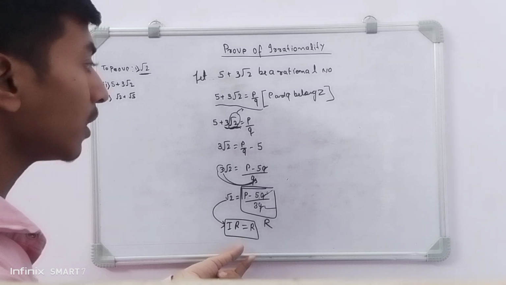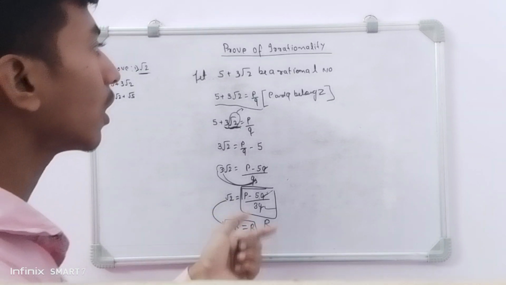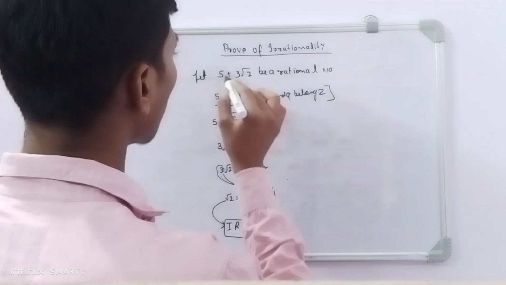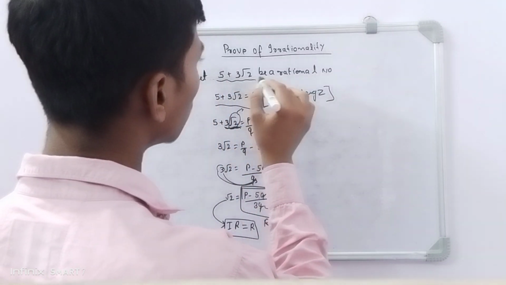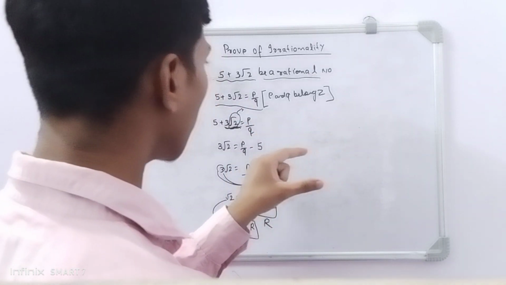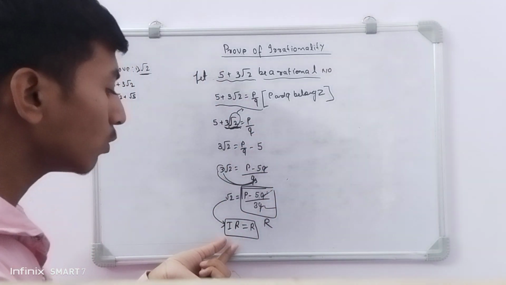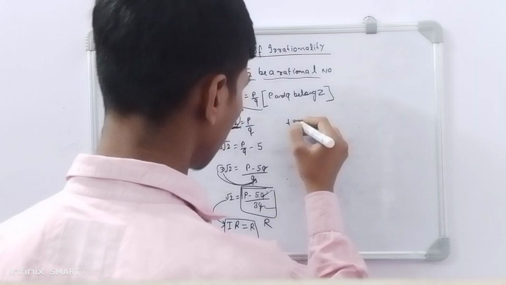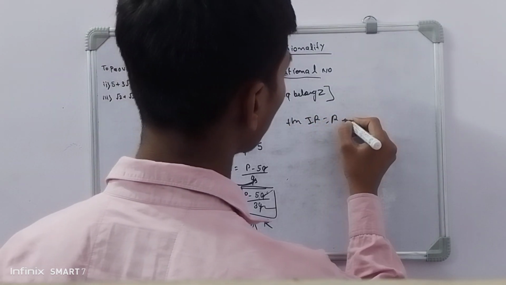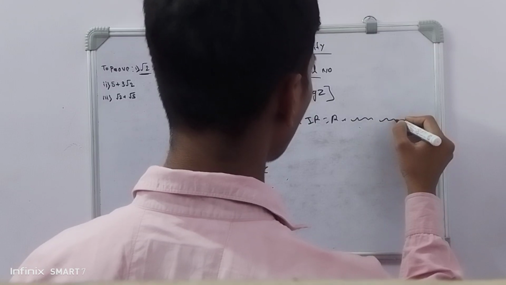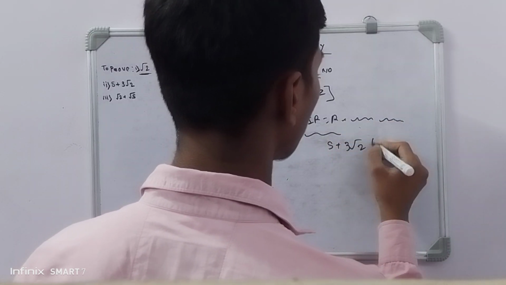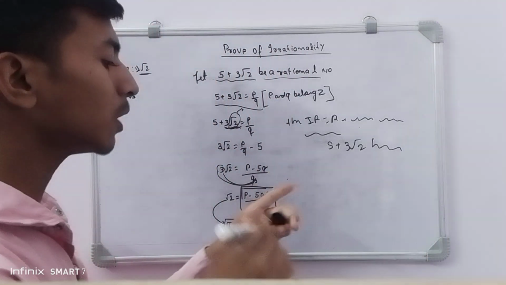So why did this happen to us? This happened because our assumption is wrong. That means 5 plus 3 root 2, as we assumed that it is a rational number, but it is an irrational number, so we get the wrong conclusion. So right here, an irrational number cannot be equal to a rational number. This happens due to a wrong assumption. This is why 5 plus 3 root 2 is an irrational number. So in this way you can prove it.